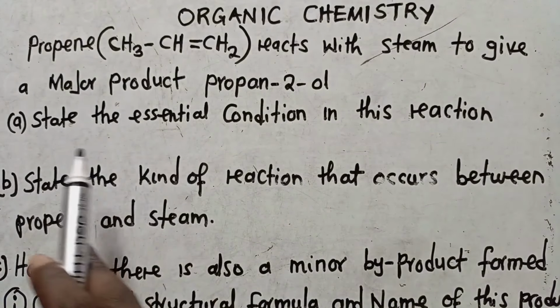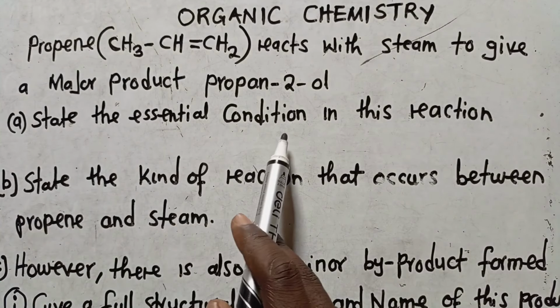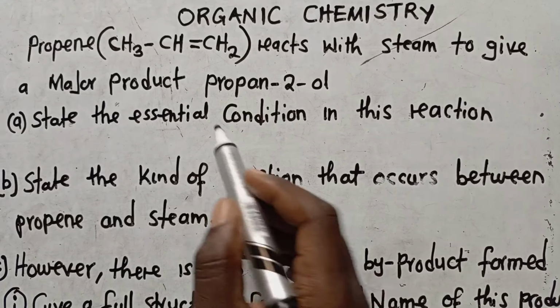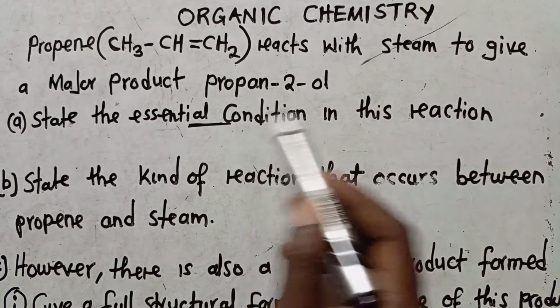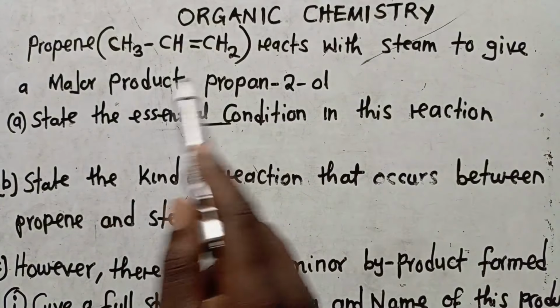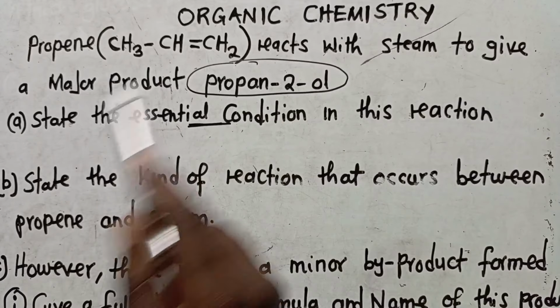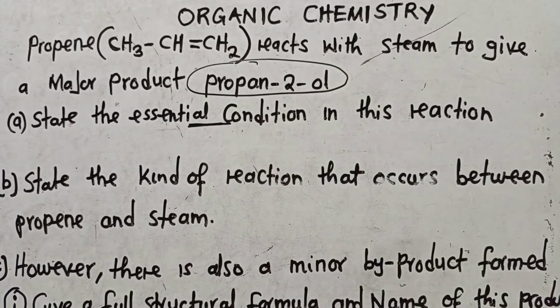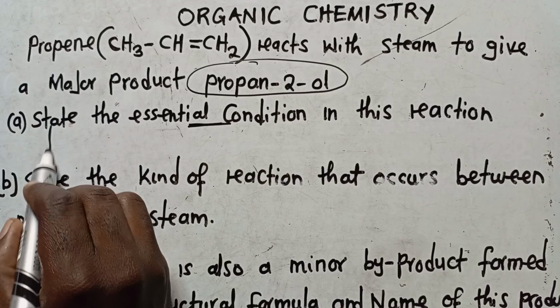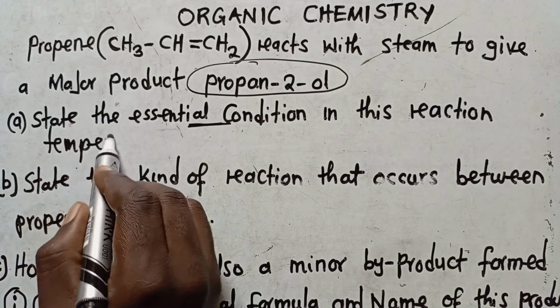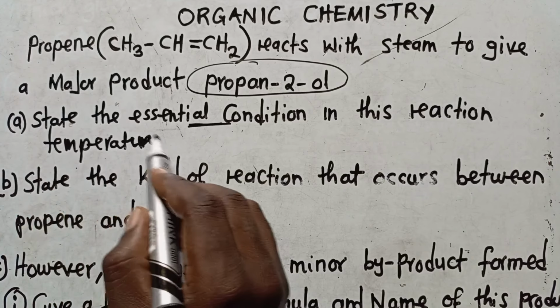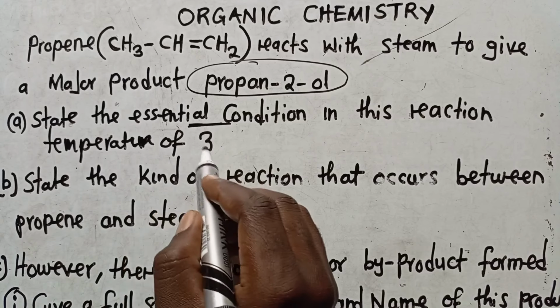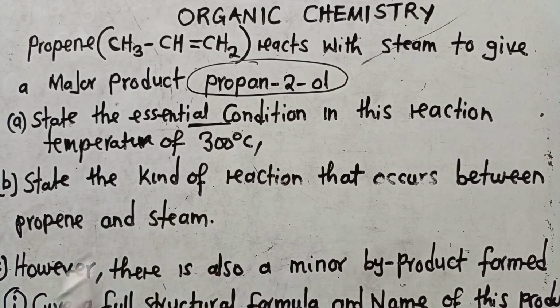The first question says, state the essential condition in this reaction. What are the conditions that are essential so that this process can happen, so that we get a major product to be formed? This is the major product. The conditions you are supposed to know and understand are, first, there must be a temperature of about 300 degrees Celsius.